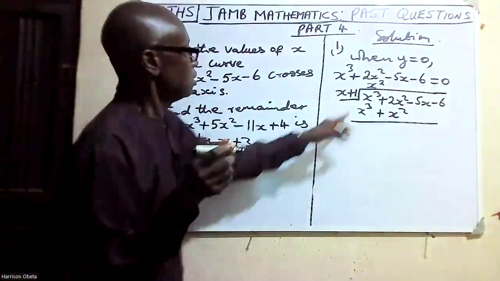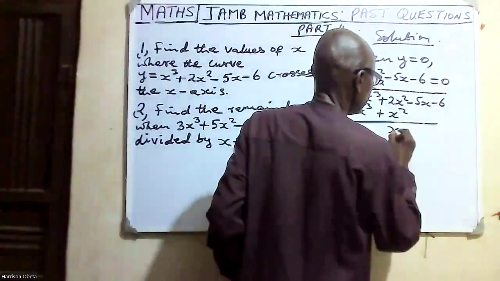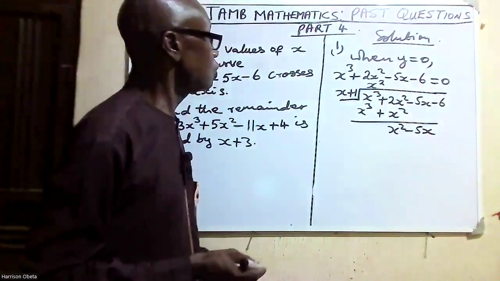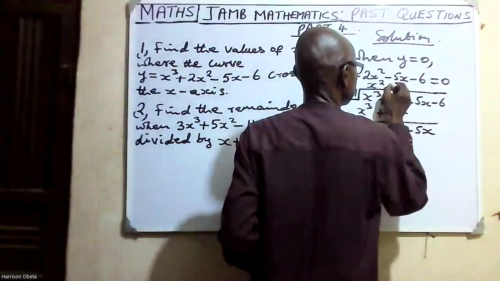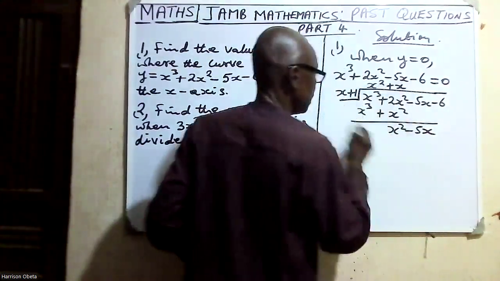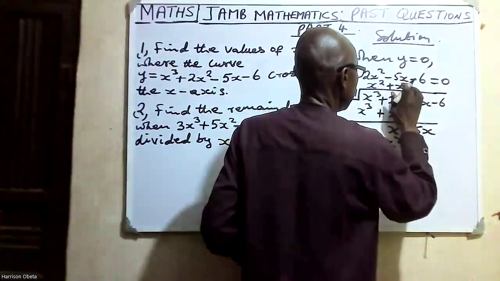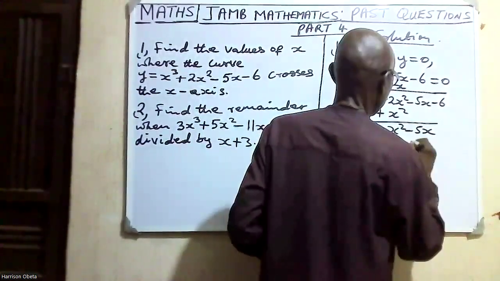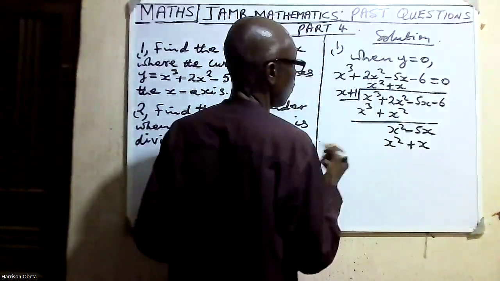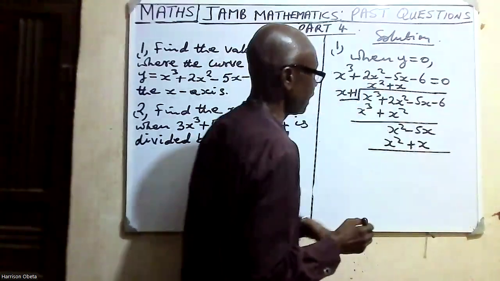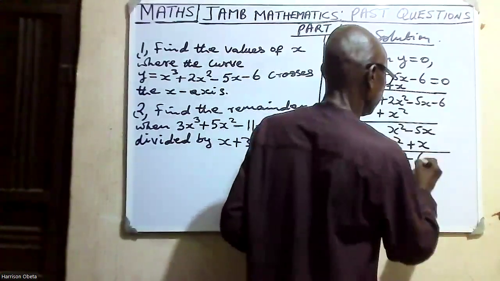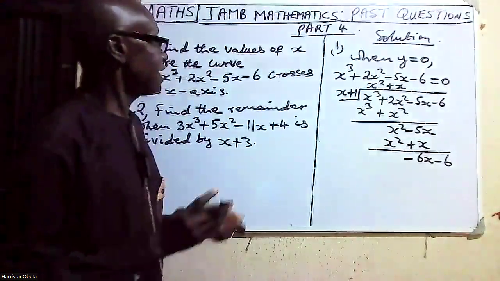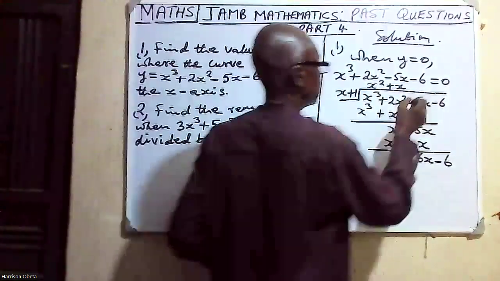Then you subtract. This will be 0. This will remain x raised to power 2 minus 5x. Again, what are we going to use? We're going to use x. That will be x, because x times x will give us x squared. X times plus 1 will give us plus x. So, we bring down, subtracting, this is 0, this is minus 6x, bring down minus 6. And if you watch, it means the next thing we need is minus 6.